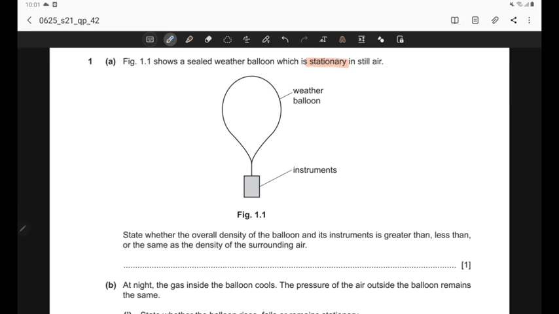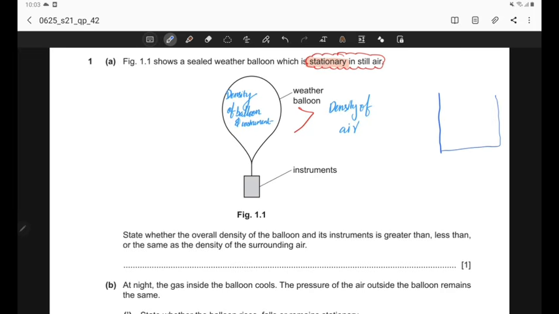Here we need to check whether the density of the balloon and instrument and the density of the surrounding air are equal, greater than, or less than. We just need to compare the density between this balloon and the air. For that we can check the state of the balloon in the air, and it's mentioned it's stationary. Stationary means it's not floating or sinking. So here we can take the concept of ice sinking or floating in water.